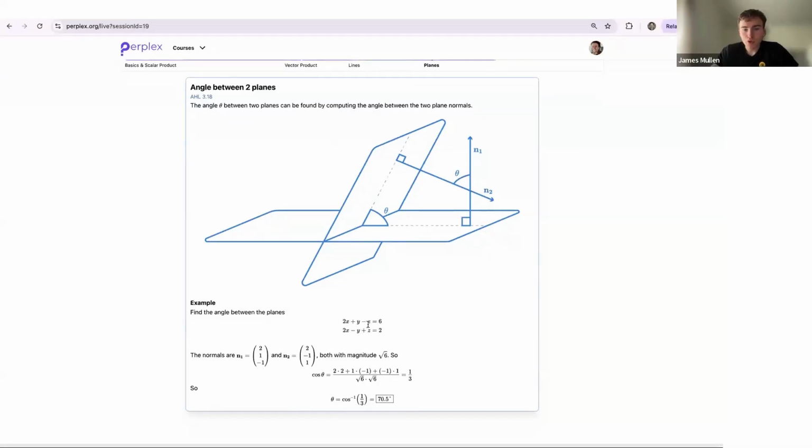Here's an example. I have the planes 2x plus y minus z is equal to 6, and 2x minus y plus z is equal to 2. That means the normal vectors are (2, 1, -1) and (2, -1, 1), both of which have a magnitude of square root 6. So I can say that cosine of theta is going to be the dot product of the two, so 2 times 2 plus 1 times -1 plus -1 times 1, divided by root 6 times root 6, the product of the magnitudes. And that simplifies to 1 over 3. That means that theta is going to be the inverse cosine of 1 over 3, which is 70.5 degrees.